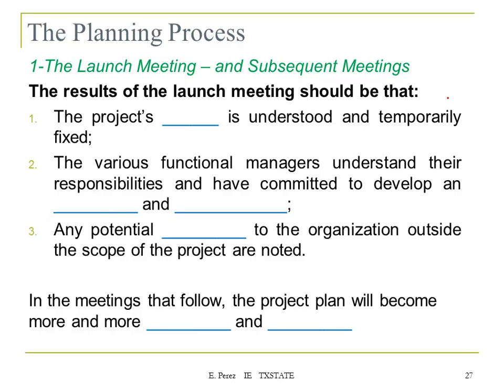The result of the launch meeting should be that the project's scope is understood, and fixed if it needs to be fixed. The functional managers understand their responsibilities and have committed to develop an initial task and a resource plan. And any potential benefits to the organization outside the scope of the project need to be noted.